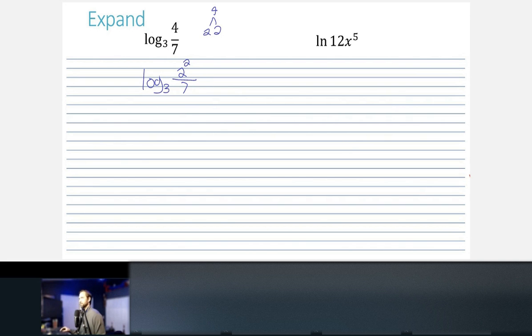Now what can I do? Yeah, we're going to expand it with division. So the fraction division becomes subtraction. So we're going to write the log of the top minus the log of the bottom.